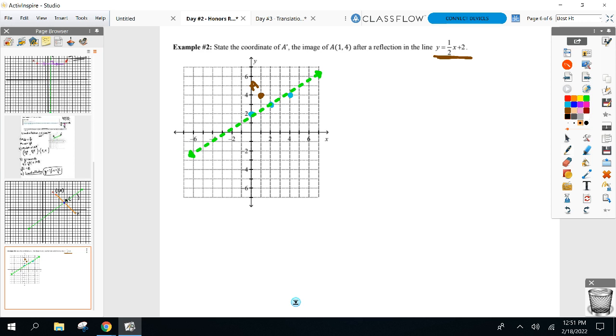Now watch on my graph. I'm just going to make a quick guess. A prime somewhere, I don't know, right there. A prime. Okay, I'm just going to make a quick guess. I have no idea what it actually is, but I just wanted to show you on here. How am I going to find that point is the question.